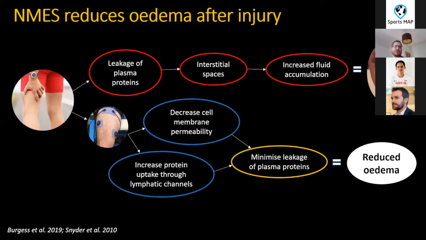So if we're looking at acute management of muscle injuries, we want a period of protection so we can immobilize them straight away, but straight away we can also apply electrical stimulation to not only prevent atrophy, but we can reduce inhibition and we can reduce edema formation.